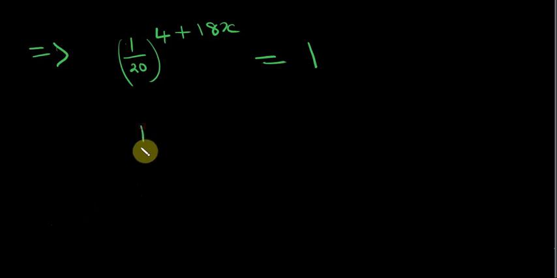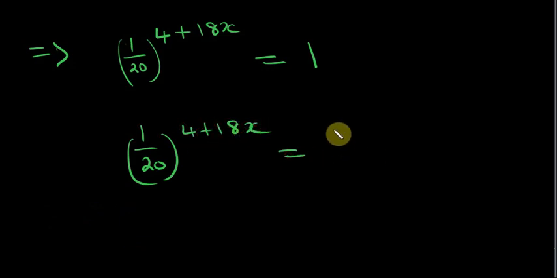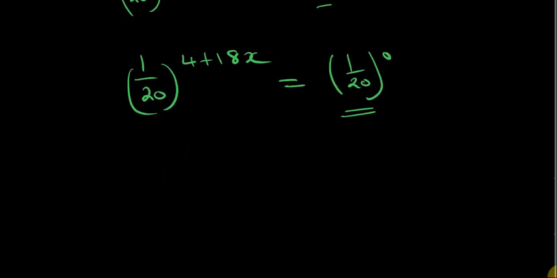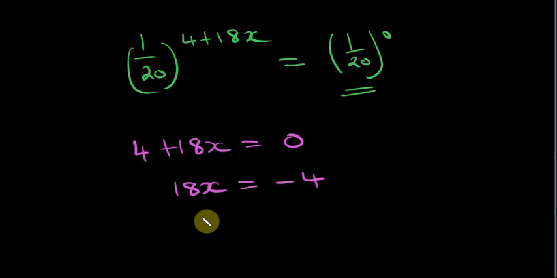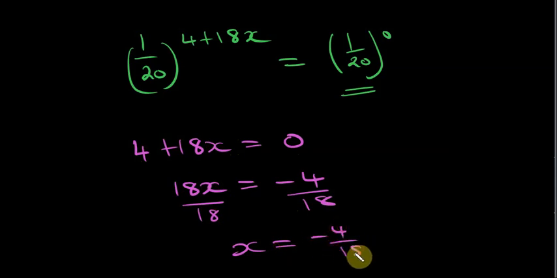So 1 over 20 to the power 4 plus 18x is equal to 1 over 20 raised to the power 0, which is the same thing as 1. So now we see that the bases are the same. Therefore, we can just equate the powers since the bases are the same. It's allowed to do that. So just drop out the bases and equate the powers and solve for x. Equating the powers, we have 4 plus 18x is equal to 0. Therefore, 18x is equal to minus 4, divided by 18 on both sides. Then we find that x is equal to minus 4 over 18.